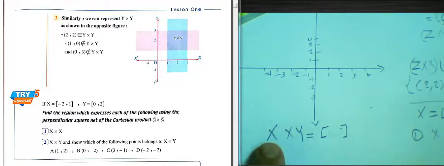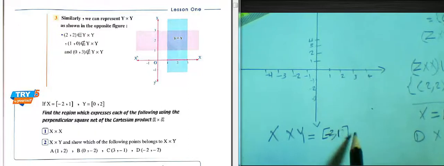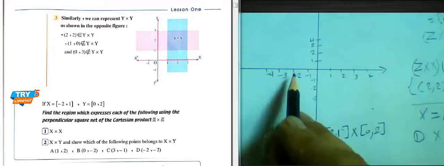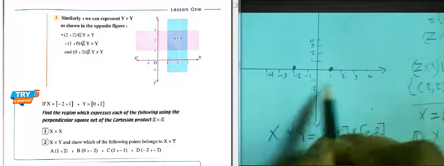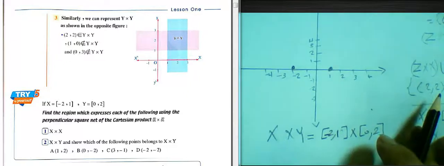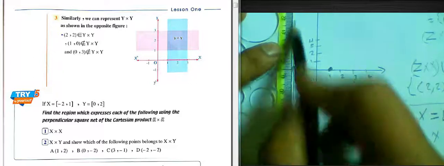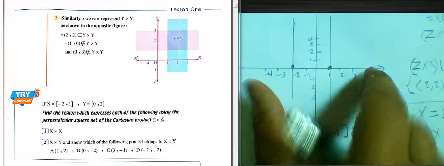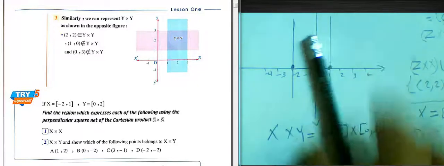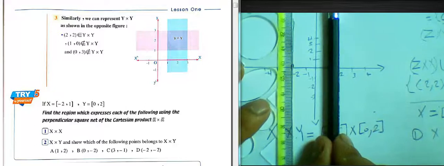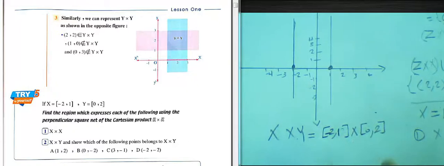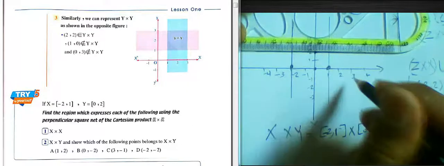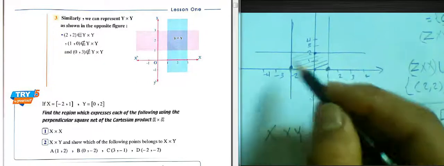So we must write x first. X from negative 2 to 1, product y from 0 to 2. Negative 2 here and 1. It's okay. We can draw this interval, and using the ruler, draw two vertical lines here. Again, first we draw x on x x dash, the interval from negative 2 to 1, and draw two verticals here. Good. And product y from 0 to 2, 0 here and 2 here. And we must draw here, and this area refers to x product y.